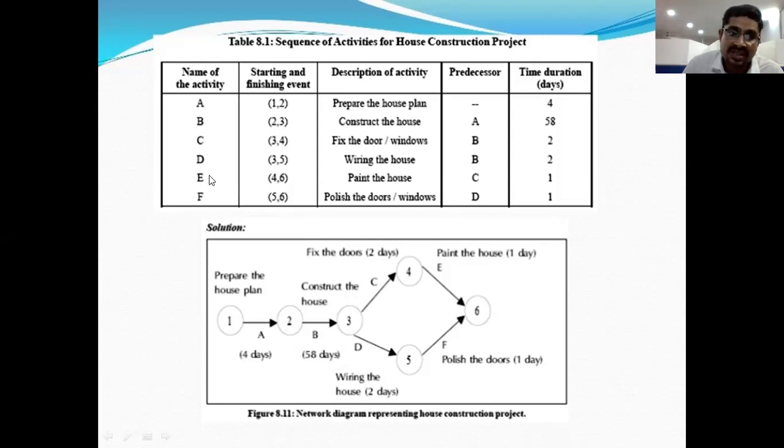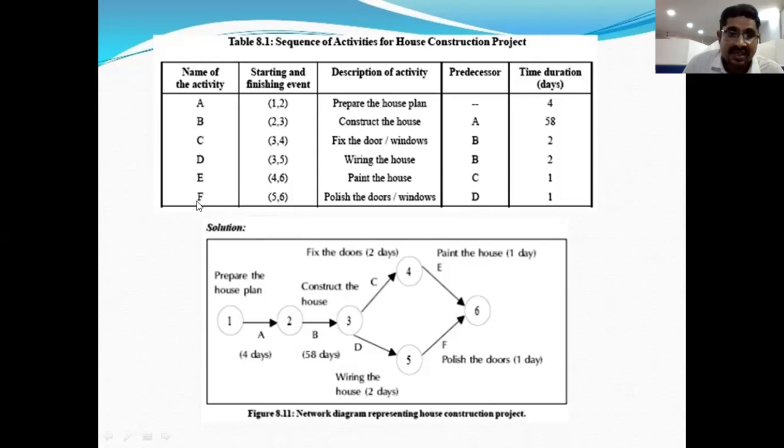Next we want to draw E in this network diagram. Before drawing E activity, we need to check the preceding activity. Here E has preceding activity of C. C is already completed here. So from C we will get E. So C activity to E activity, right?